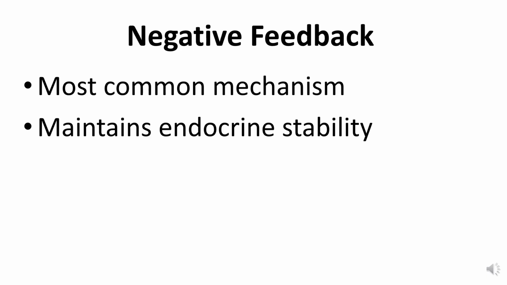A classic example is blood glucose regulation. After eating, blood sugar levels increase. The pancreas responds by releasing insulin. Insulin helps cells absorb glucose and lowers blood sugar back to normal. As glucose levels fall, insulin secretion decreases. The original stimulus is removed, so the hormone response slows down. That's negative feedback in action.